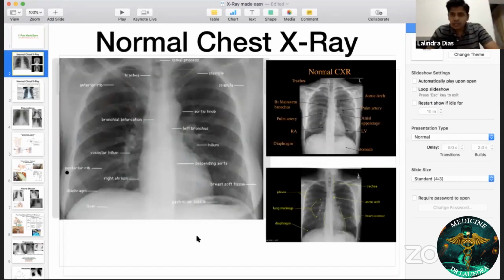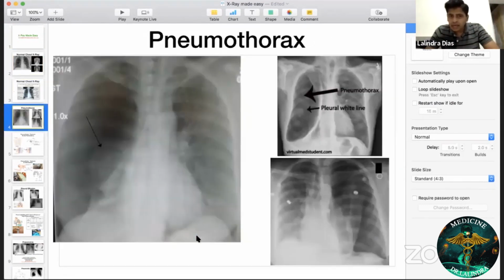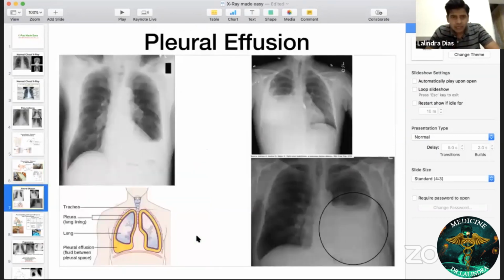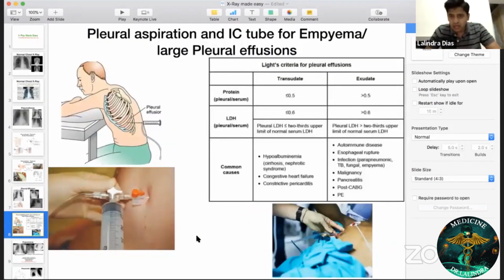So this is the normal chest X-ray. I taught you how to interpret a normal chest X-ray. Then I went through various abnormal chest X-rays. First, I taught you about pneumothorax, the black shadows. Then I went through the treatment of pneumothorax, clinical features of pneumothorax. Then I went through the white shadows in the chest X-ray, like pleural effusions. What are the clinical features, causes of pleural effusion? What is exudate? What is transudate? How to treat pleural effusion? All that I have taught you. Clinical features, examination abnormalities, I taught you.